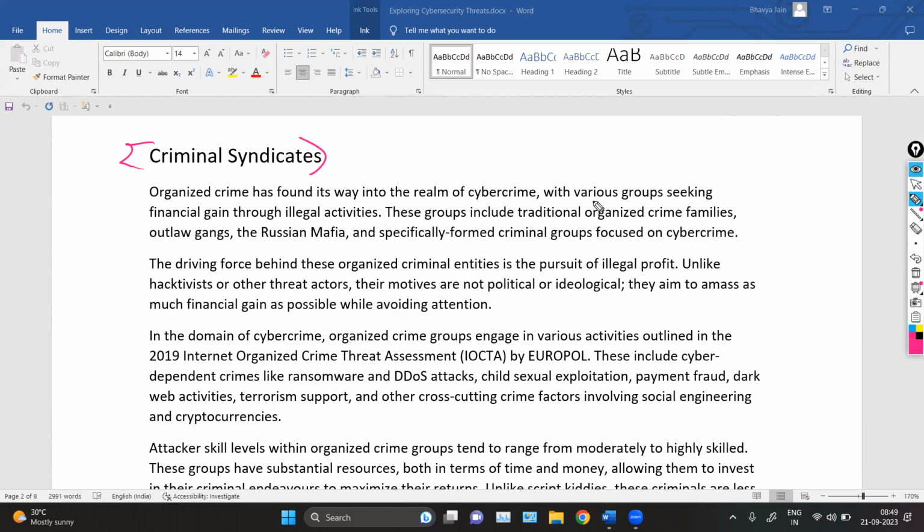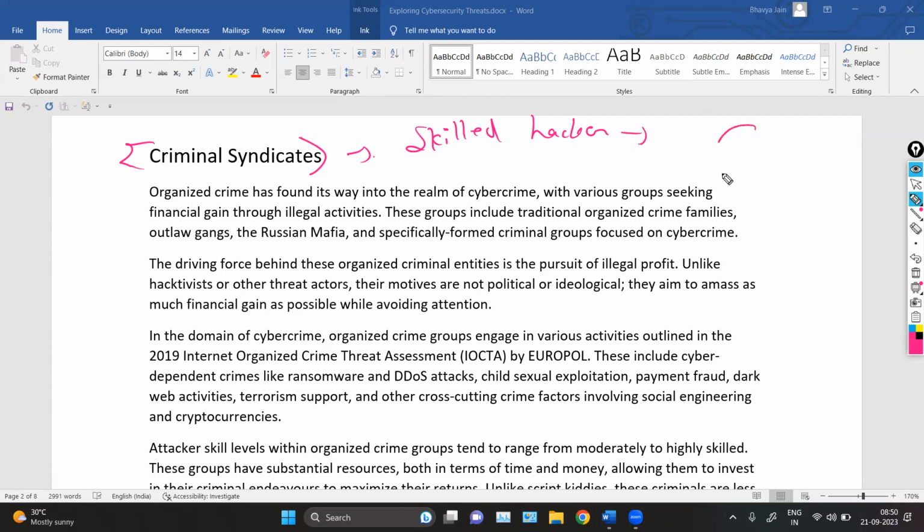So they can be anything, but whatever they are doing, they are doing it for the money. Just remember, the main reason is money in the criminal syndicates. They can also be individuals or a group of people. They also have the required skills. We can say they are skilled hackers. We cannot say they are like script kiddies. They have the proper skill of hacking.